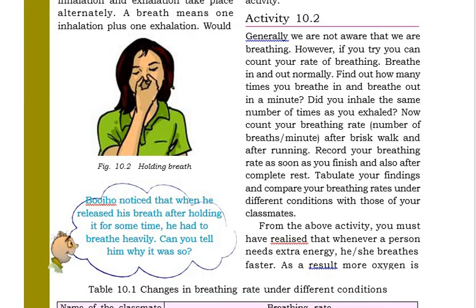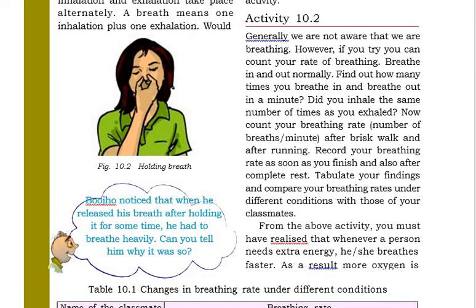What is the procedure? Find out how many times you breathe in and breathe out in a minute. Second, count your breathing rate, that is the number of breaths per minute, after a brisk walk and after running, doing some exercise like walking and running. Record your breathing rate as soon as you finish and also after complete rest. So first you record your breathing rate as soon as you finish walking or running. Then take some rest. Again, when it becomes normal, you note down the breathing rate. Now you can compare all these breathing rates.